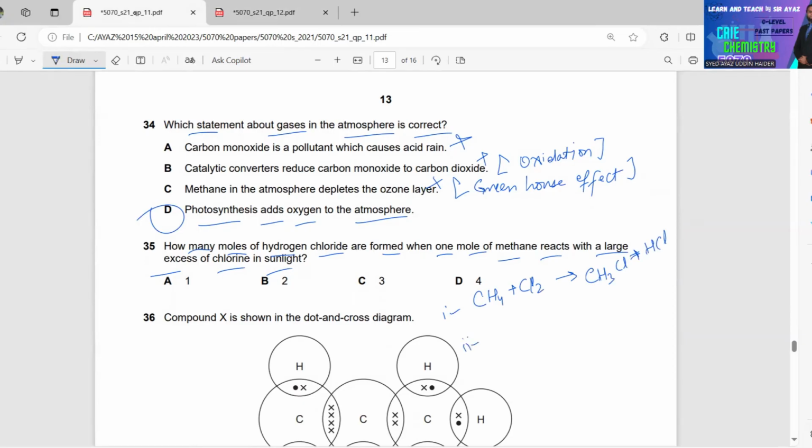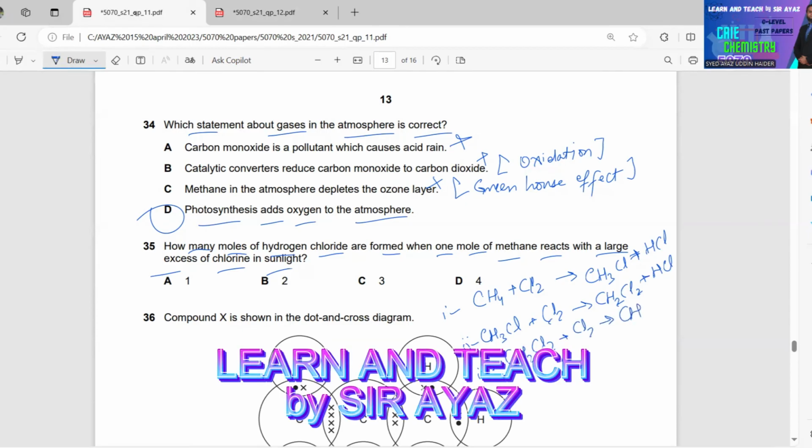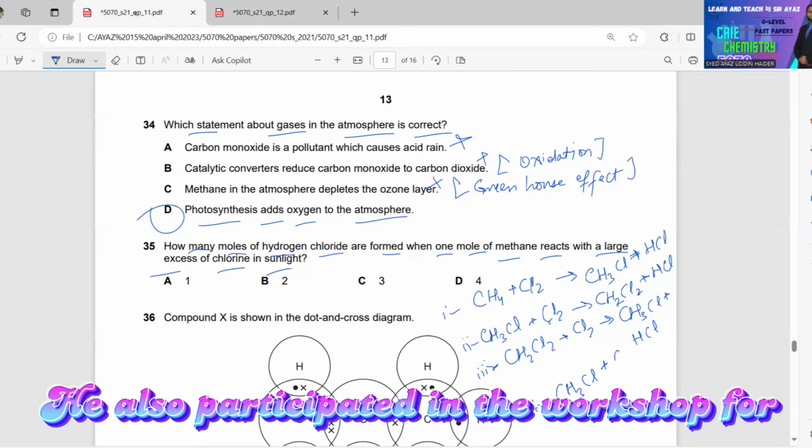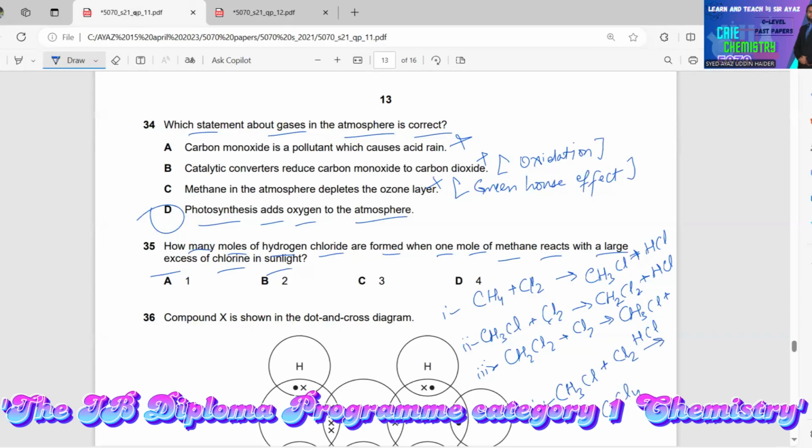Second step, CH3Cl will react with another molecule of Cl2, producing CH2Cl2. Again, we will get HCl. In the third, CH2Cl2 reacts with Cl2 again, producing CHCl3 plus HCl. Last, we have CHCl3 reacting with Cl2. This time it gives CCl4 plus HCl. So we have 4 steps, which means we are getting 4 moles of HCl. So D must be the right answer in this case.